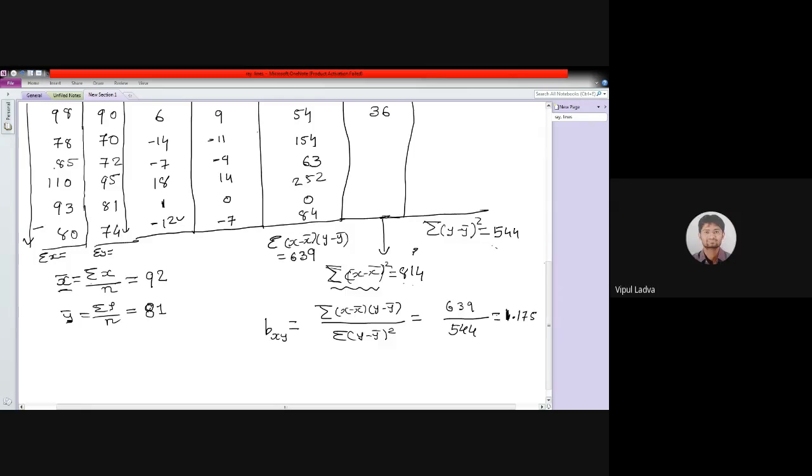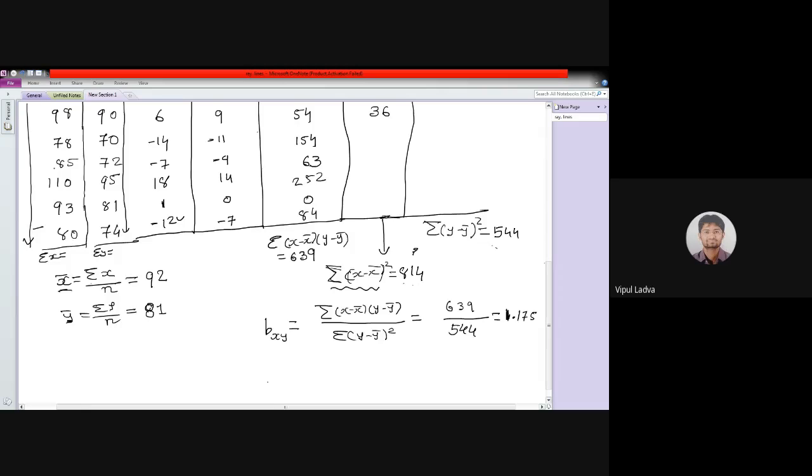And it is positive. So before going for the second regression coefficient, some things are quite clear in our mind: the second regression coefficient will surely have a positive value, and the second regression coefficient will be less than 1.